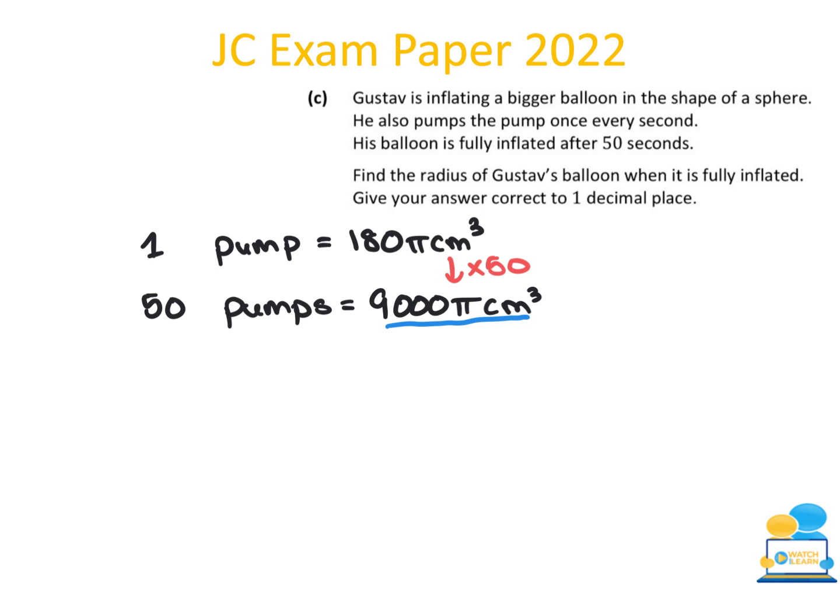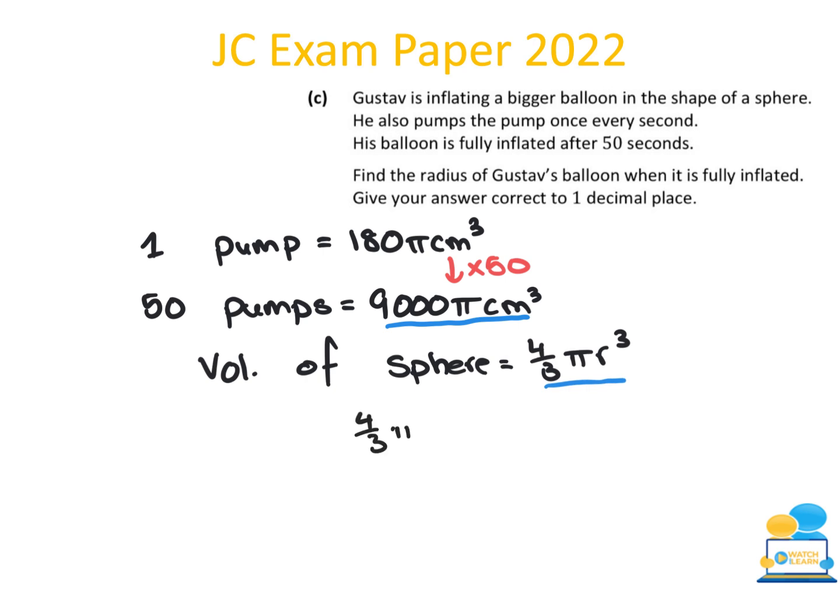Now I know that this balloon is in the shape of a sphere, so I can say that the volume of a sphere, which again is 4/3 pi r cubed, is equal to 9,000 pi, as they are both representing the same volume. So creating an equation, I can say 4/3 pi r cubed is equal to 9,000 pi. And I can solve for the radius here because r is the only unknown that I have in this equation.